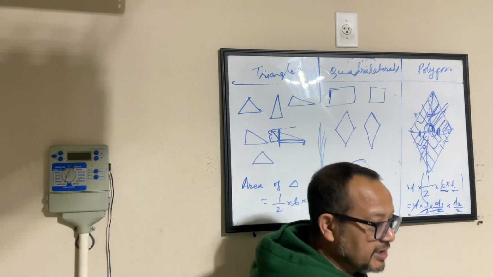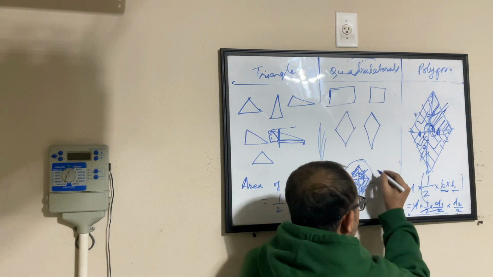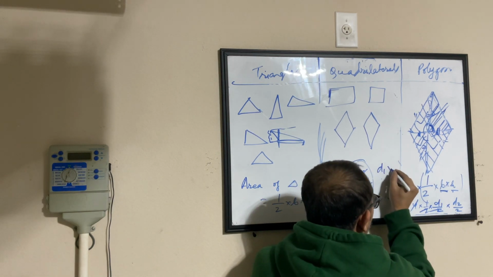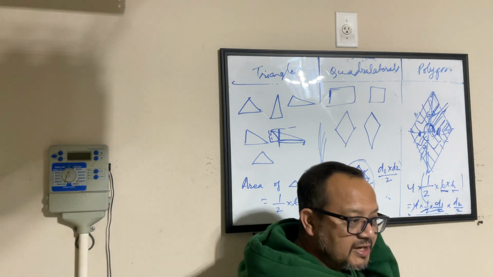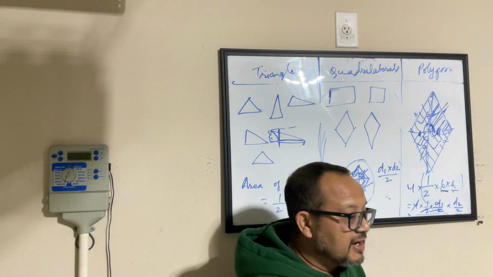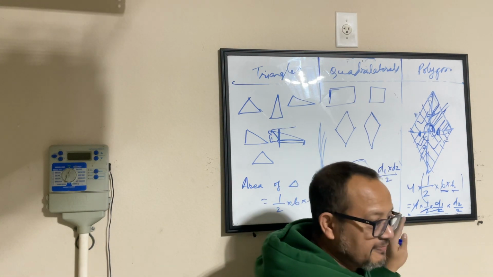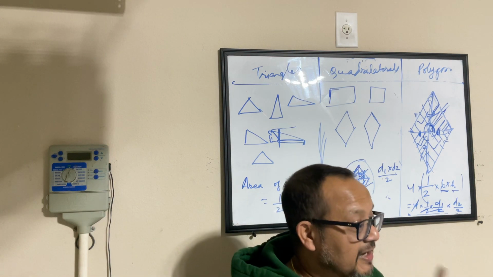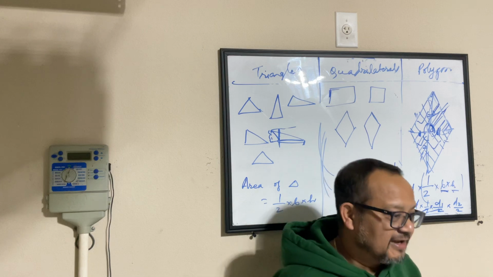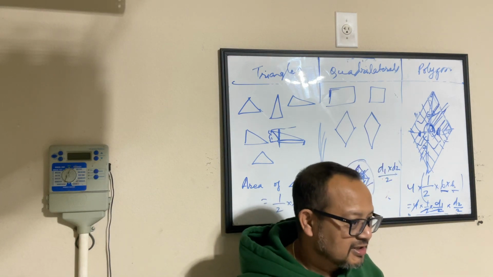Here the formula is the same thing: diagonal 1 into diagonal 2 divided by 2. And that will become the formula, but I'm not trying to prove it now. We have proved it before, okay? And if anybody is curious, let me know. I will prove it in the next class, okay?